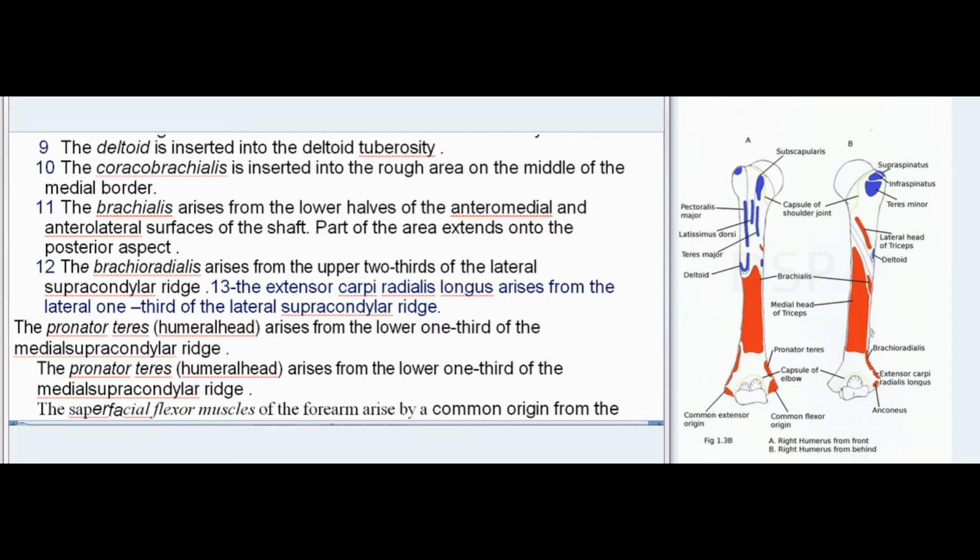11. The brachialis arises from the lower halves of the anteromedial and anterolateral surfaces of the shaft. Part of the area extends onto the posterior aspect. 12. The brachioradialis arises from the upper two-thirds of the lateral supracondylar ridge. 13. The extensor carpi radialis longus arises from the lateral one-third of the lateral supracondylar ridge. The pronator teres, humeral head, arises from the lower one-third of the medial supracondylar ridge.